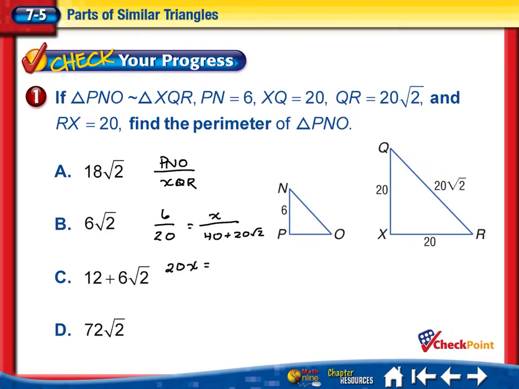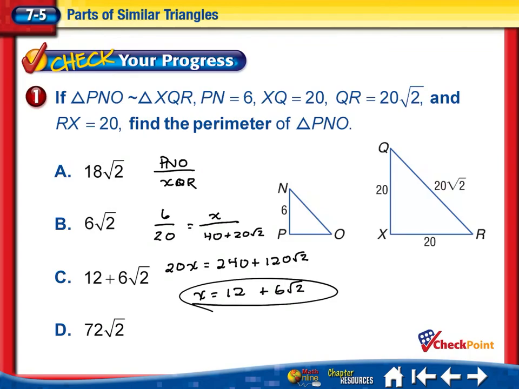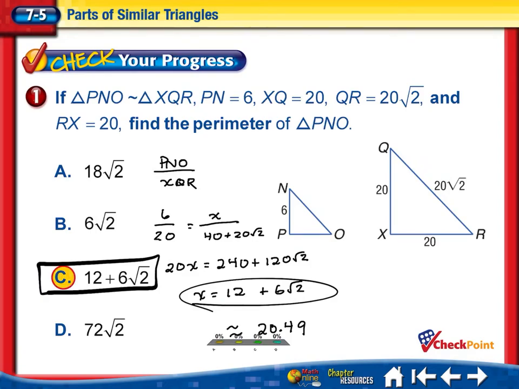If we go through and cross multiply, we get 20x. In this step, I'm going to cross multiply and distribute the 6 all at the same time. So 6 times 40 is 240, plus 6 times 20 is 120 root 2. Divide everything by 20. We get 12 plus 6 root 2, so that is our answer. If we wanted it in decimal form, it's approximately 20.49, but they have radical form, so it looks like it is C.